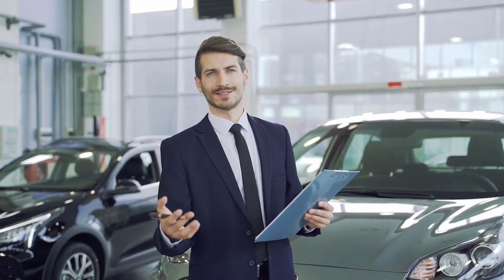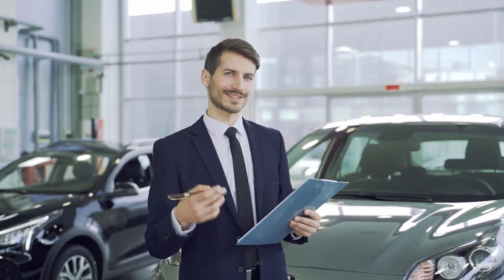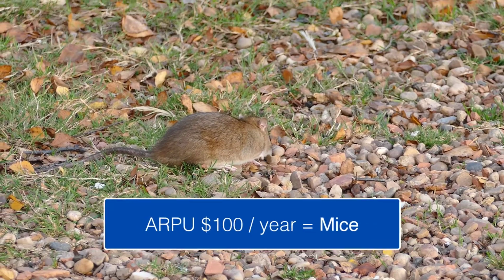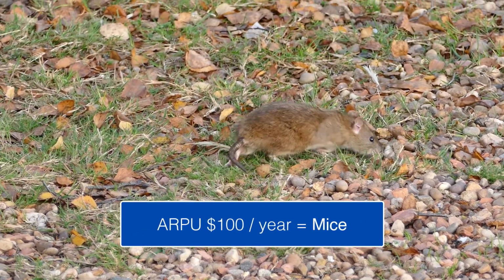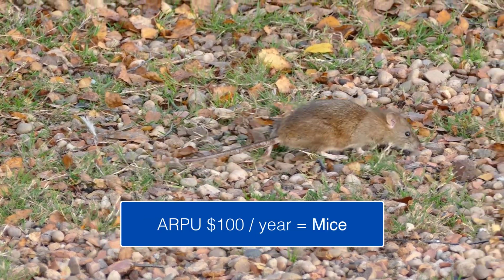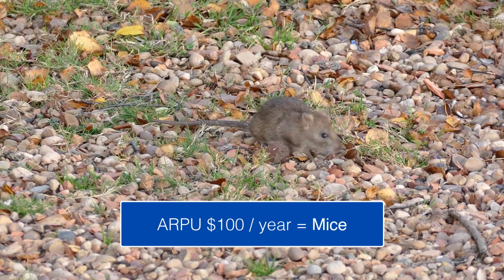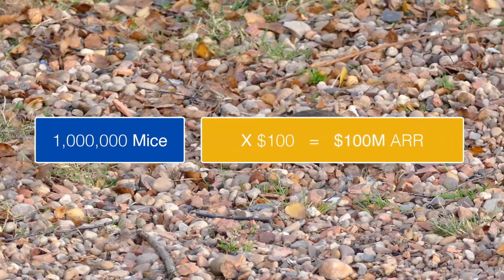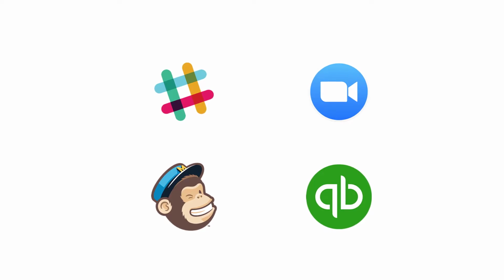Salespeople sometimes refer to animals when they talk about the customer segments. So we are going to use the animal metaphor for these customer segments. If your ARPU is $100 per year, then the salespeople call this kind of customer segment mice. Mice are the customer segment that gave you $100 per year each. You need to have 1 million such paying customers to generate $100 million in ARR. Great examples of this category include companies like Slack, Zoom, MailChimp, and QuickBooks, who are charging around $100 per year from each of their customers.